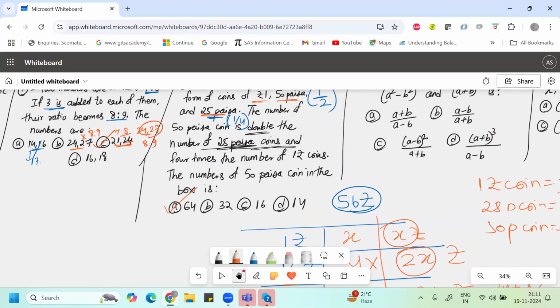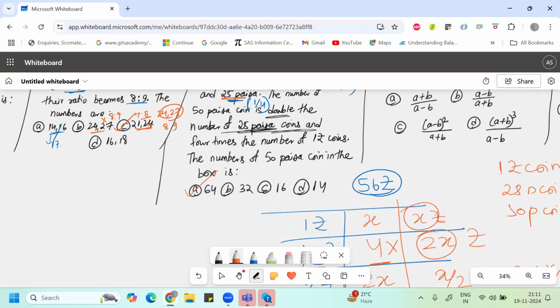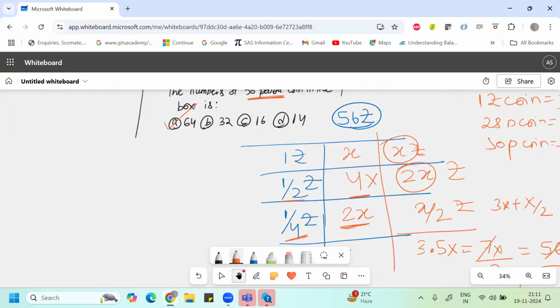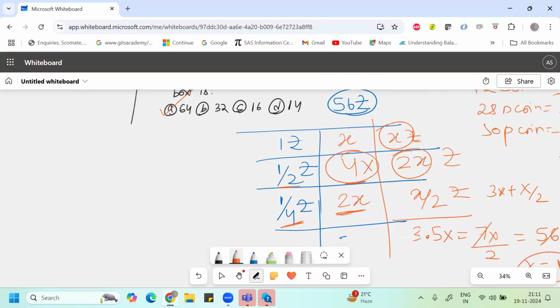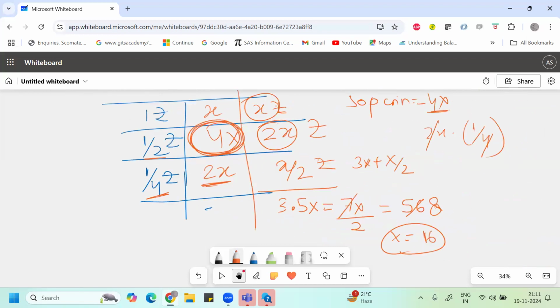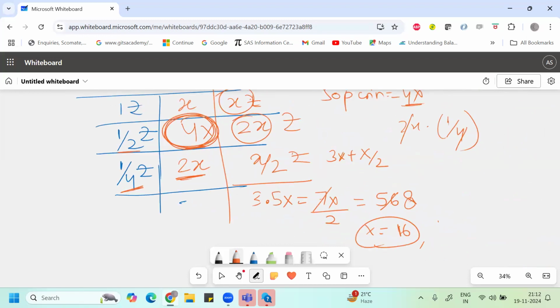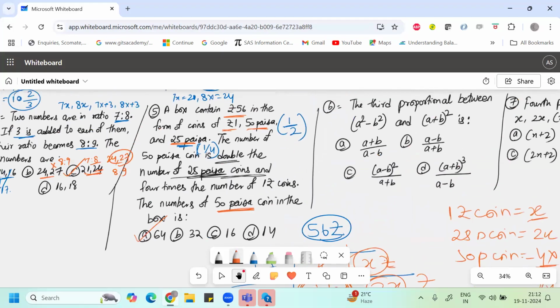So if the value of x is equal to 16, what they're asking you is the number of 50 paisa coins. The number of 50 paisa coins is what? It is 4x. X is equal to 16, so what is 4x? 16 fours is 64. So the answer for question number 5 is 64. So the number of 50 paisa coins is 64. Clear, everyone?